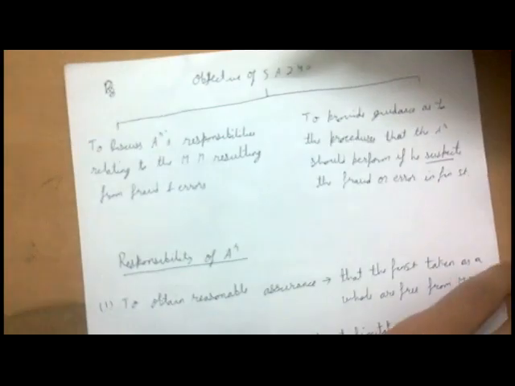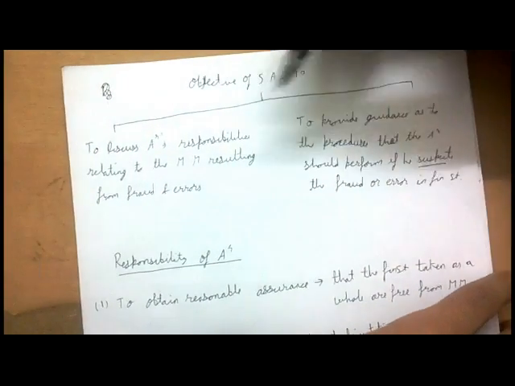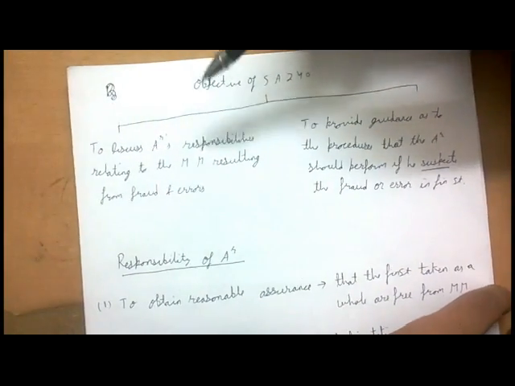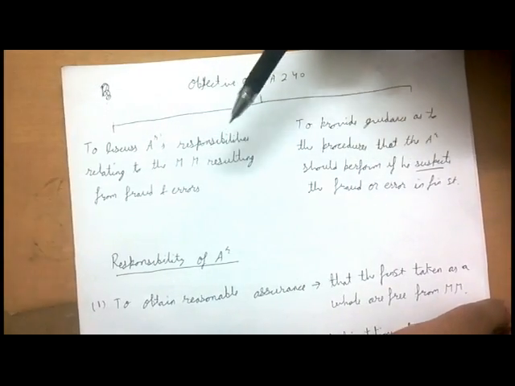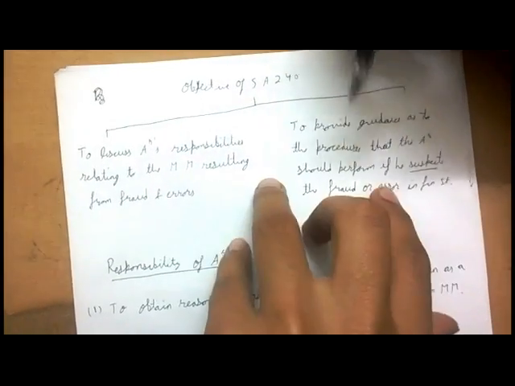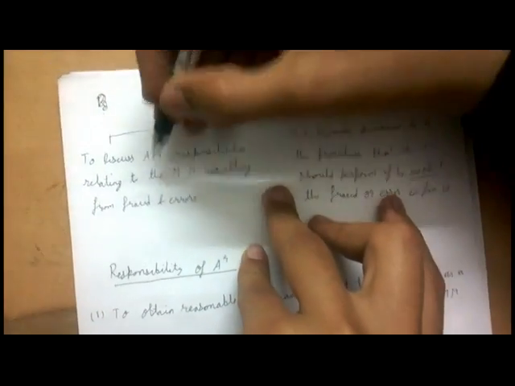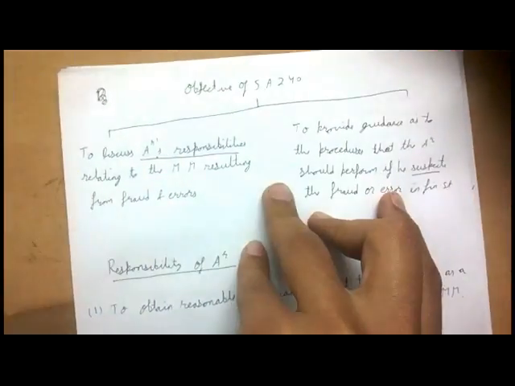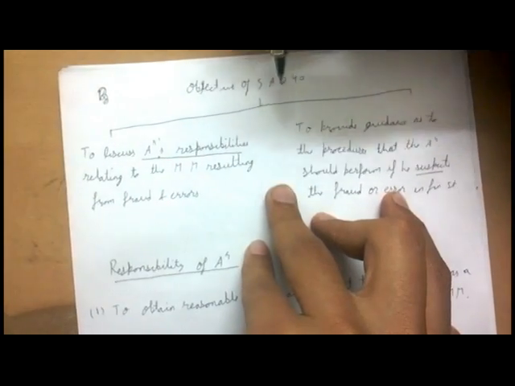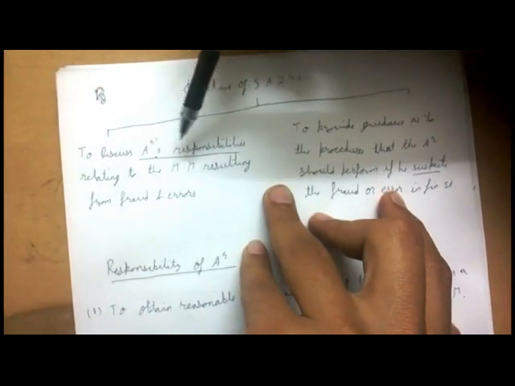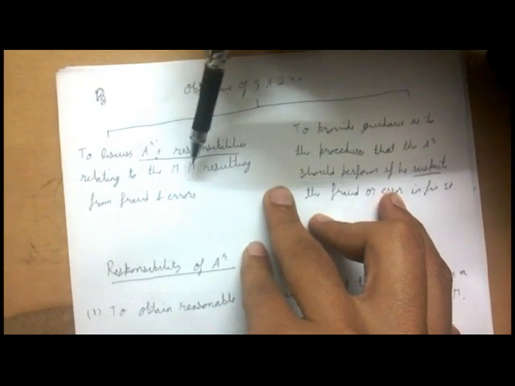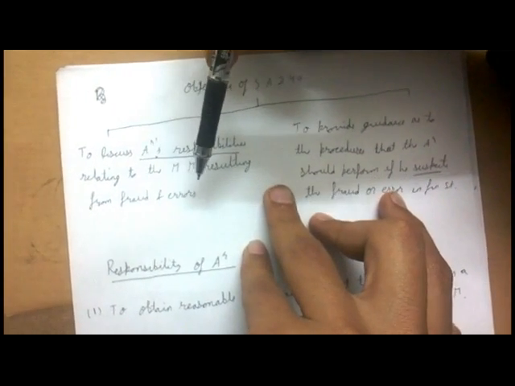Now, what is the objective of SA 240? Why did we introduce this particular SA 240? There are two things in this particular case. The first thing is to discuss the auditor's responsibilities. These two objectives are something which we are going to discuss in the whole video, right? So the first thing is the auditor's responsibility. The objective of this SA 240 is to discuss the auditor's responsibility relating to material misstatement resulting from fraud and error.